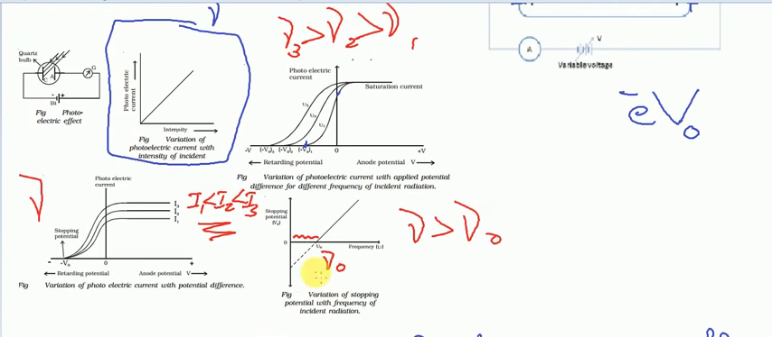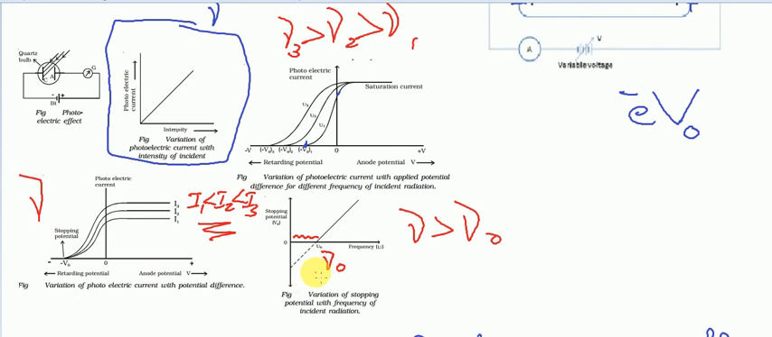So from all these experimental observations, certain conclusions were made. One is that the photocurrent is directly proportional to intensity. The more the intensity of incident radiation, the more photocurrent there will be. Second, irrespective of the frequency, the saturation photocurrent is the same, provided the intensity is the same.